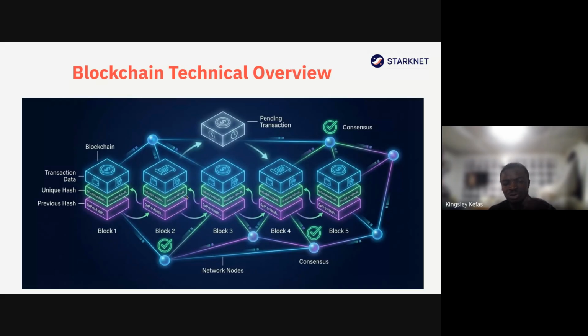So, like we said, the unique hash of the first block is basically the previous hash of the second block. So the second block will know that okay, this is the block that precedes me, right? Based on the hash, it can locate that particular block.